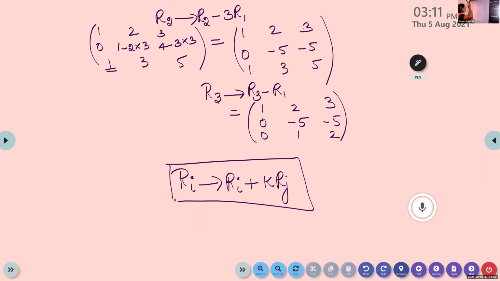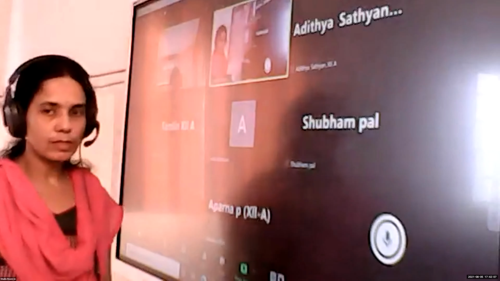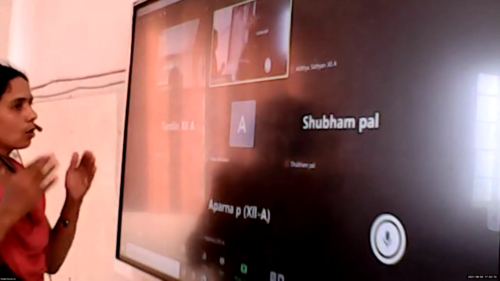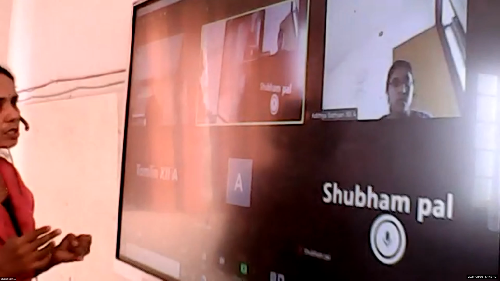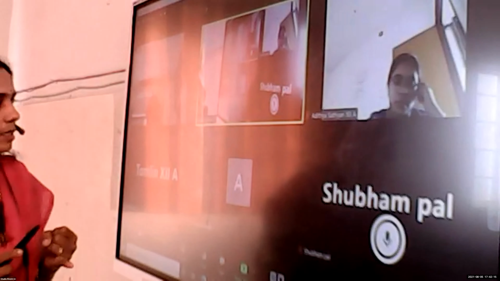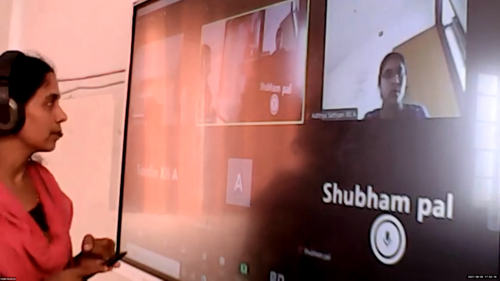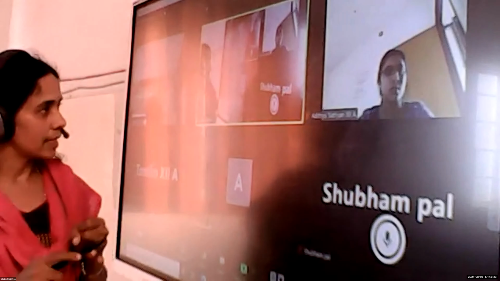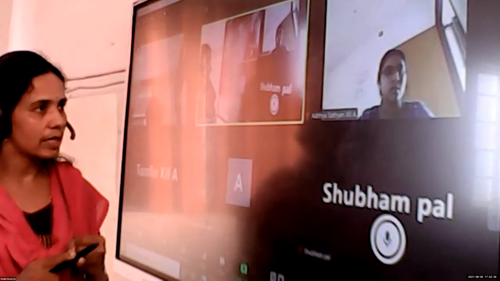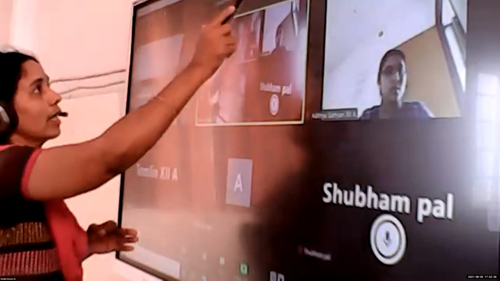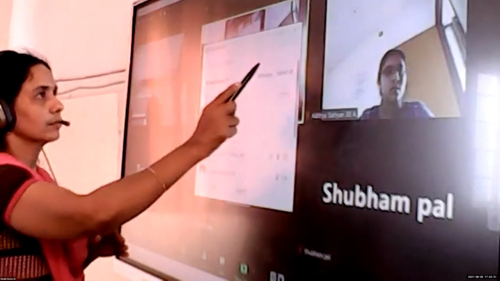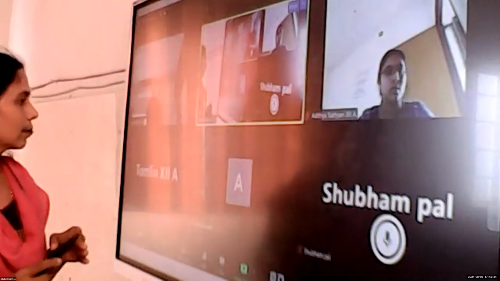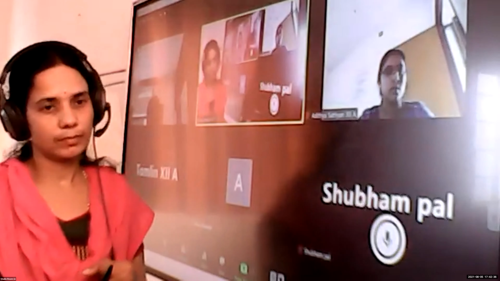Is it okay? Is it clear, children? The three operations, is it clear? Which are the three row operations we learned here? Ri gets interchanged with Rj. The first one is interchanging. The second one is multiplying a row by a non-zero scalar. The third one is adding the elements.